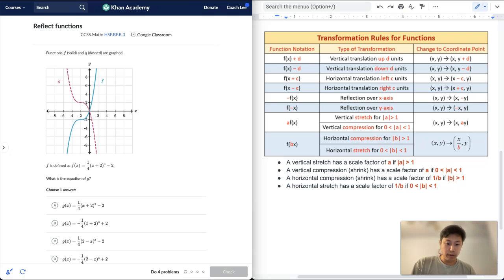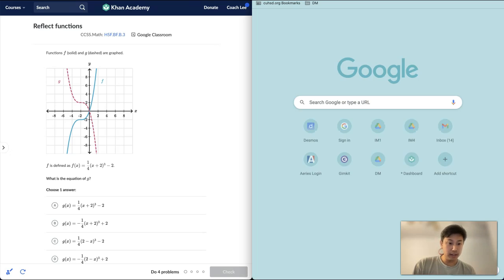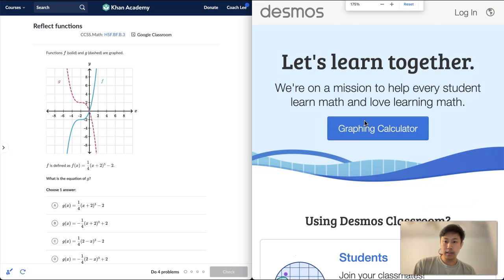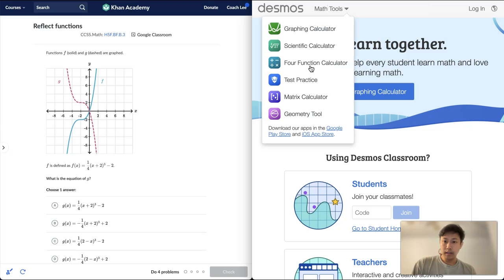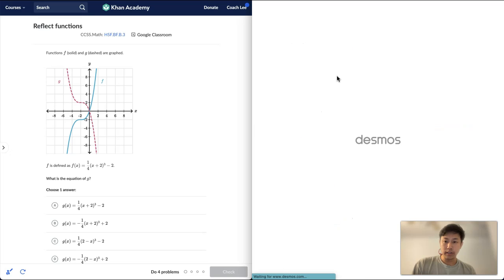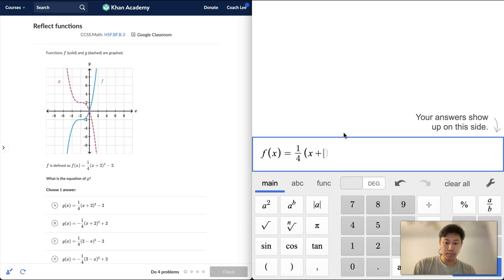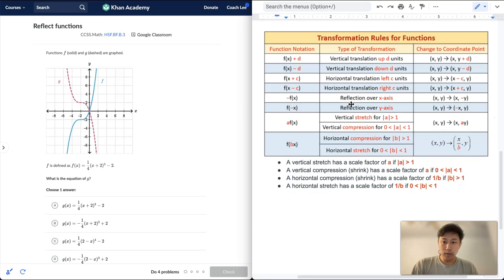Let me actually open up a Desmos screen here so I can type in something. All I want to do is just type the equation in. So I'll just get a scientific calculator. Okay, so f of x is equal to 1/4 of (x plus 2) to the power of 3, and then minus 2. Okay, so this is what f of x is. And we said it's a reflection over the x-axis. So again, once more, we're going to put the negative sign in front of the whole thing. Okay, so watch what happens.